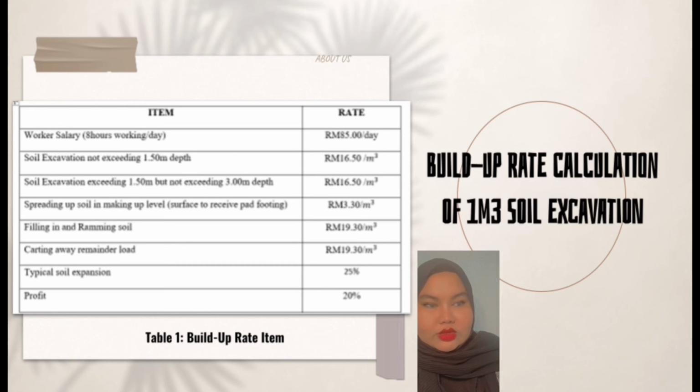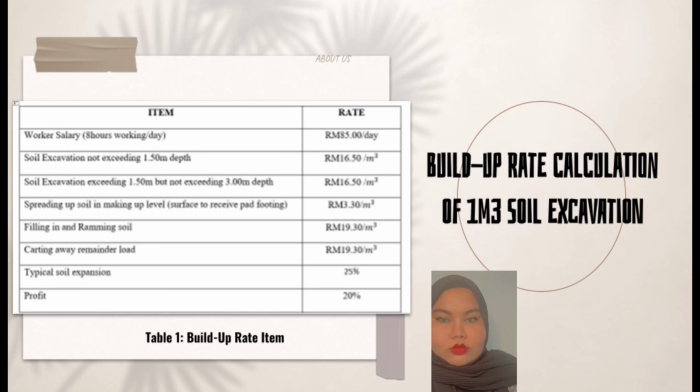Then soil excavation exceeding 1.50 meter but not exceeding 3.0 meter depth, RM60.50 per meter cube. Spreading soil in making up level, RM2.30 per meter cube. Then filling in and ramming soil, RM90.30 per meter cube. Cutting away remainder load, RM90.30 per meter cube. Typical soil inspection 25% and profit 20%.